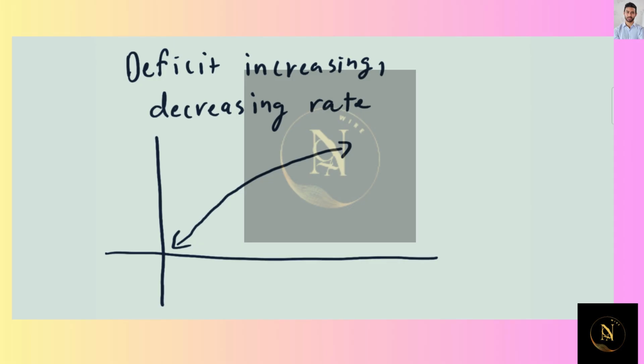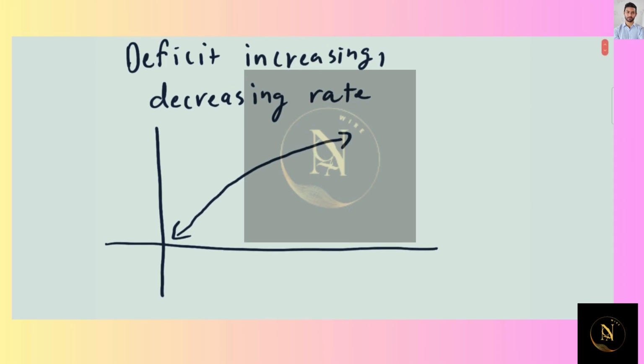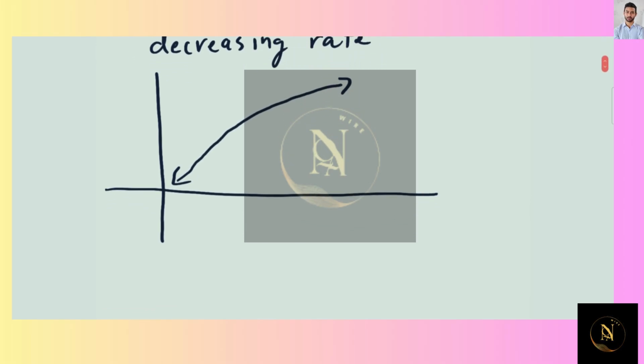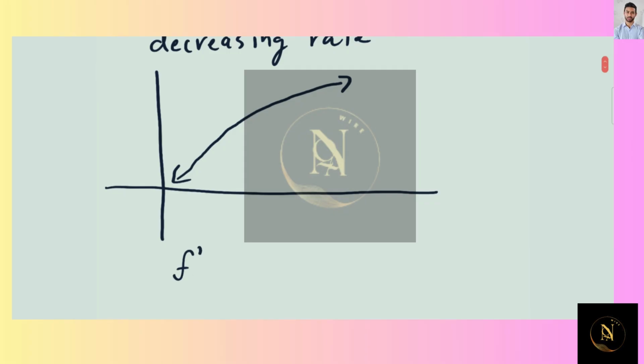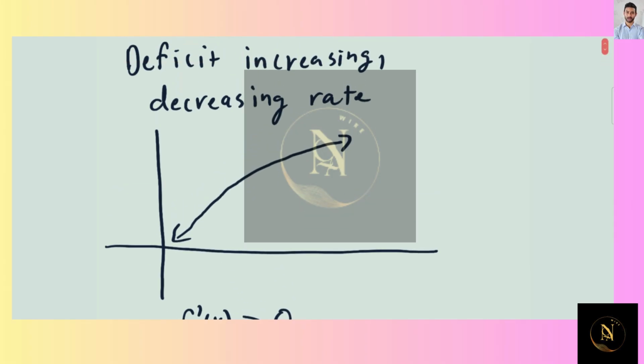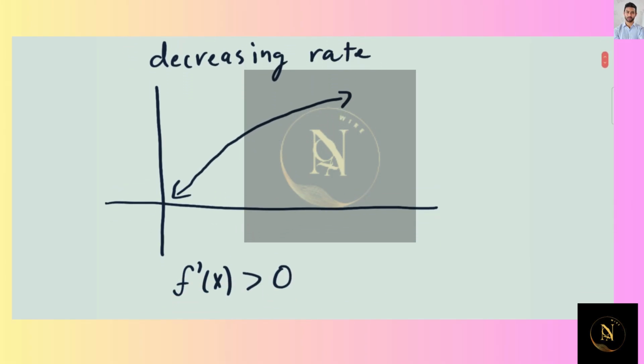And so what this tells us about our first derivative is, well, we know we're still increasing, and wherever we're increasing, that means our first derivative is going to be positive. So our first derivative is going to be greater than zero because we know that the deficit is still increasing. However, we're increasing at a decreasing rate.